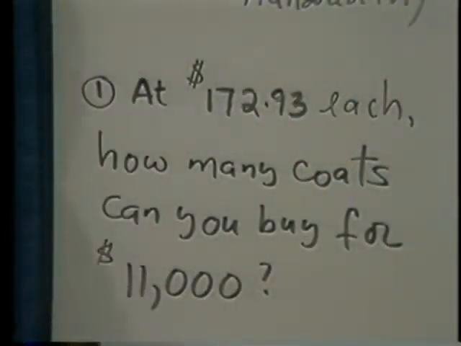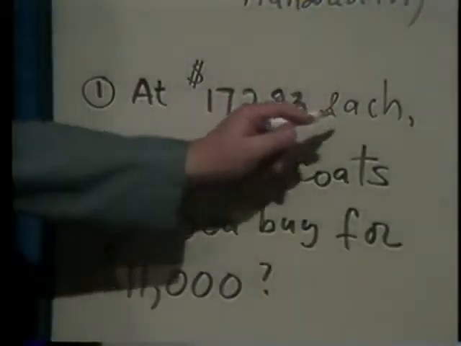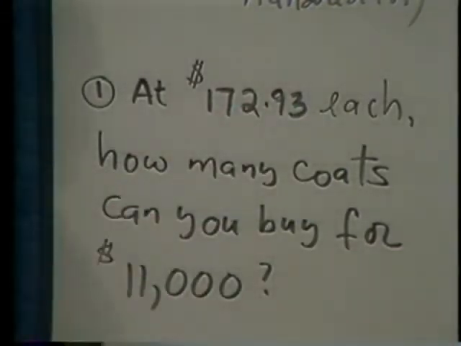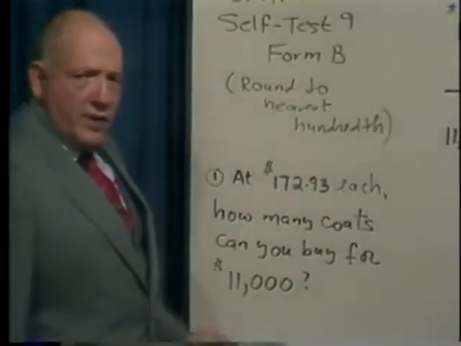Self-Test 9 Form B. And in all of these problems, unless otherwise specified, I've asked you to round off to the nearest hundredth. Okay? So the first problem says, at $172.93 each, how many coats can you buy for $11,000? There's a couple of ways of analyzing this problem before you begin. I mean, somehow you know you're going to be working with these two numbers.